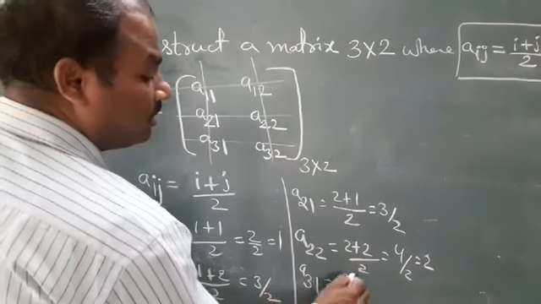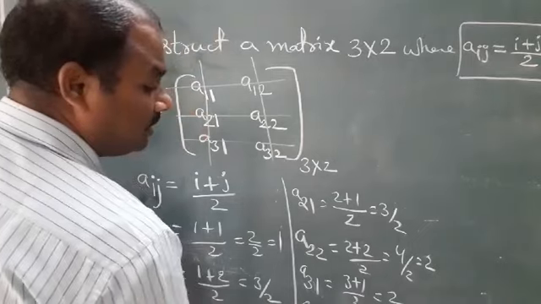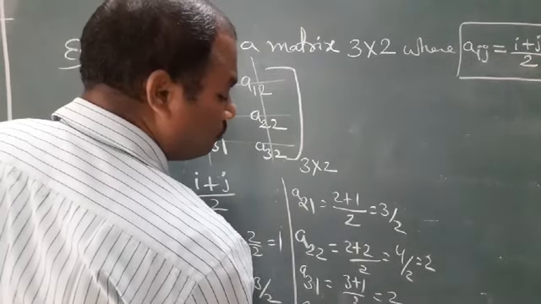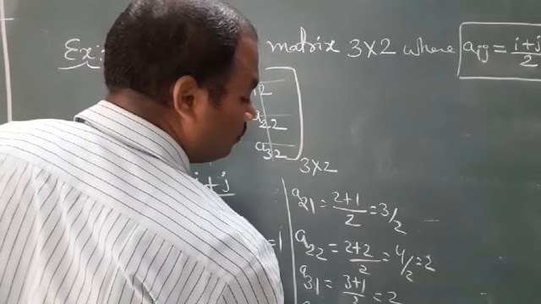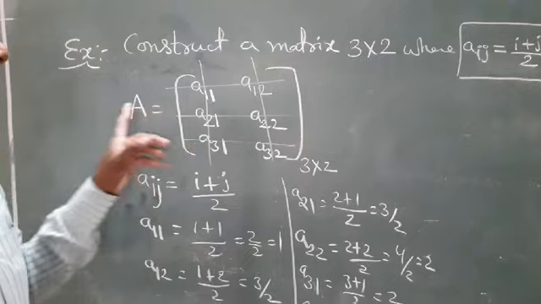A31. So 3 plus 1 by 2. So 4 by 2, 2. Next one A32. A32 means 3 plus 2 by 2. So 5 by 2. We are also finding all elements of matrix A.